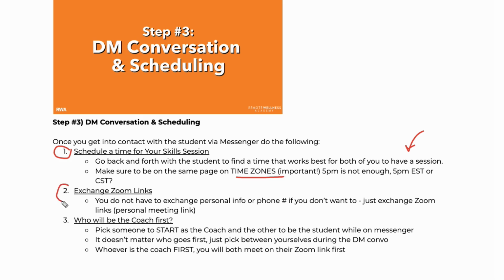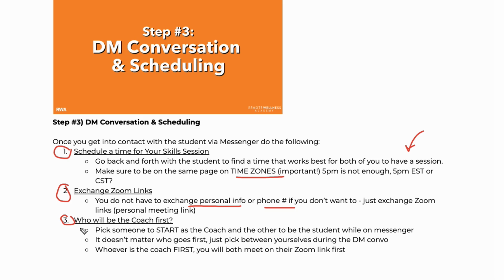Number 2, you want to exchange Zoom links inside of that DM conversation. You do not have to exchange personal information or phone numbers if you don't want to. All you got to do is send them your Zoom link, which is your personal meeting link, and say, hey, here's my Zoom link, and then the other person sends you their Zoom link as well inside of Facebook Messenger.